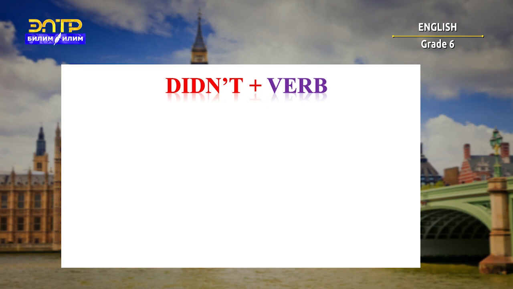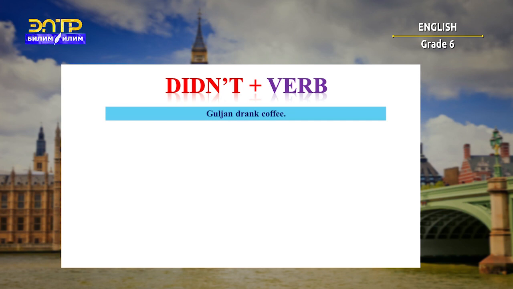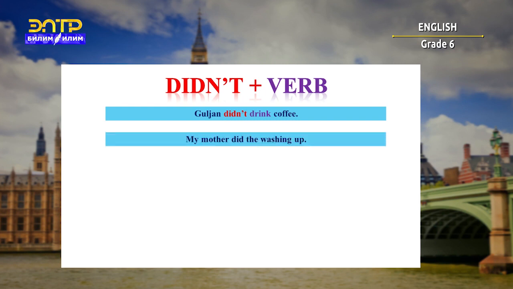It's time to practice. Make the given sentences negative. For example, Guljan drank coffee will be... Yes, Guljan didn't drink coffee. My mother did the washing up. Good. My mother didn't do the washing up.